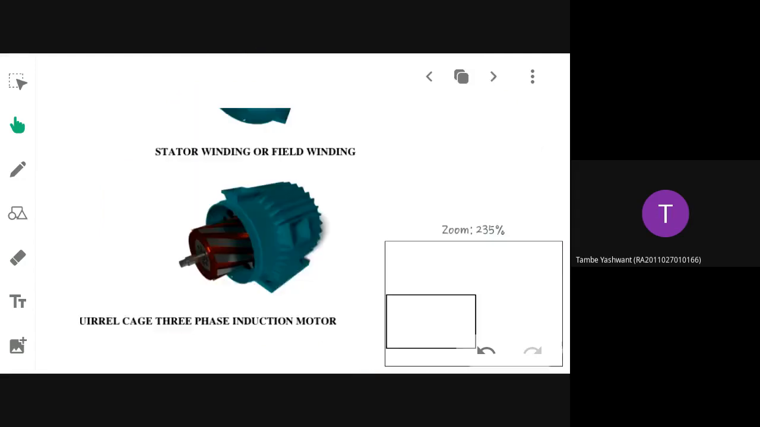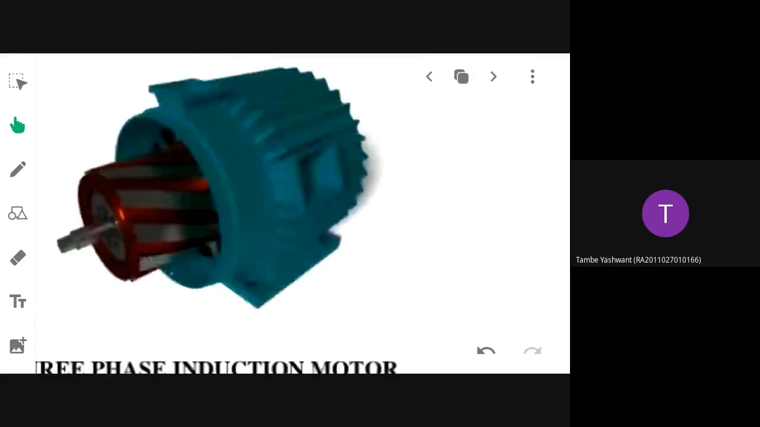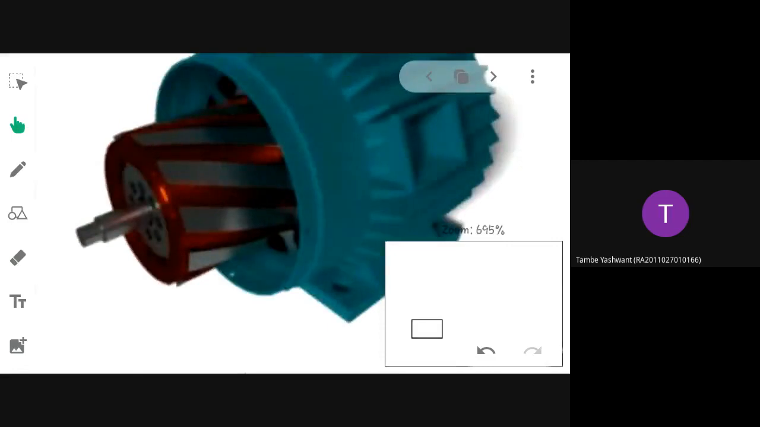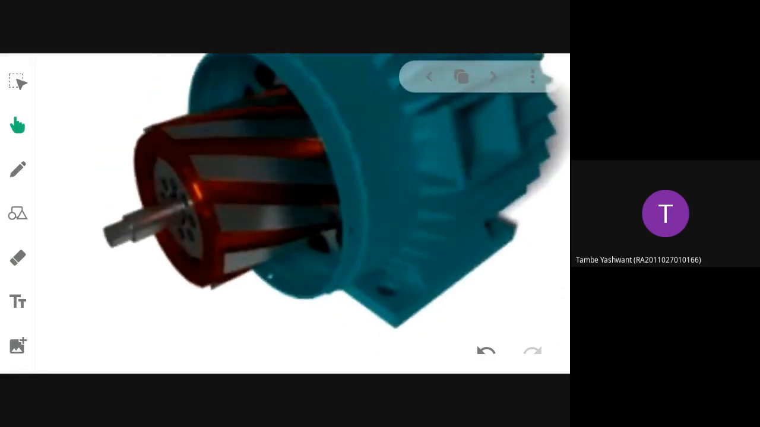And what is the gray color between them? That is teeth. This is the entire circular assembly. Here you have to cut, and inside that only you will place the winding. These are openings, slots. These are teeth. Understood? Yeah.